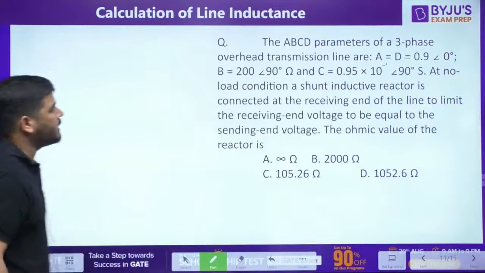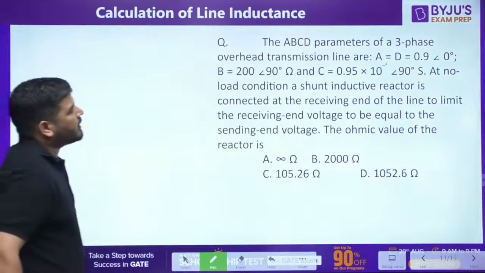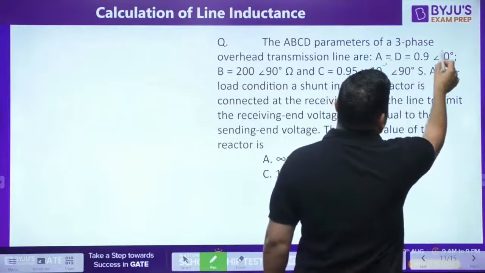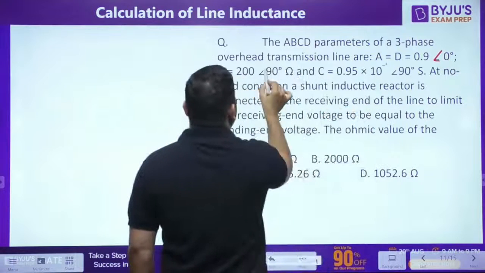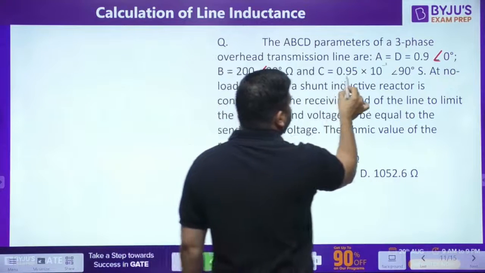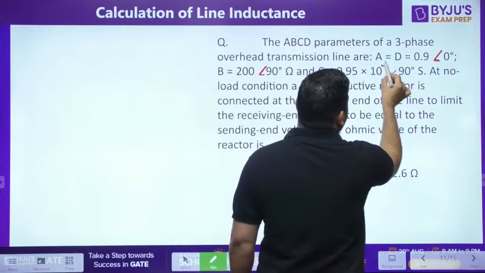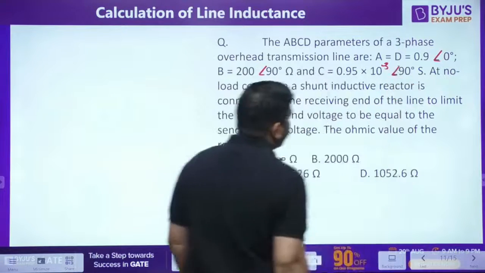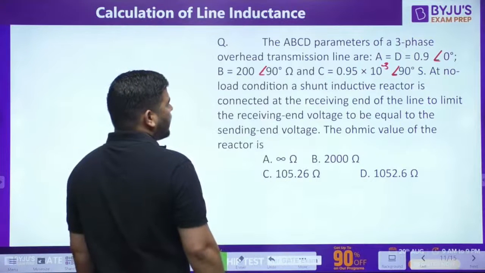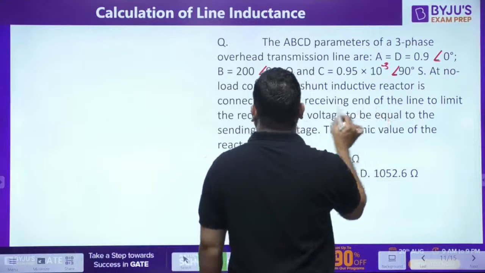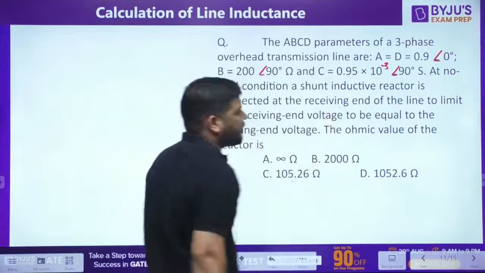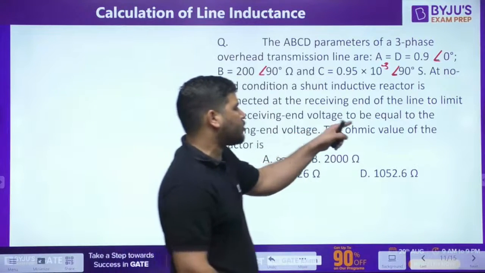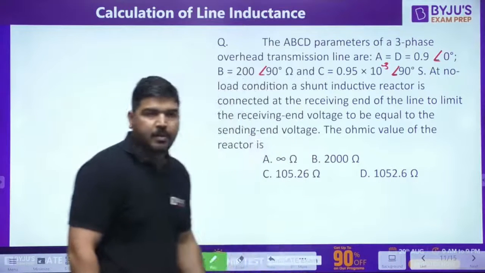The next question on your screen: the ABCD parameters of a 3-phase overhead line are these. A is 0.9 angle 0 degree. B is 200 angle 90. C is 0.95 into 10 to the power minus 3, angle 90. At no load condition, a shunt inductive reactor is connected at the receiving end to limit the receiving end voltage to be equal to the sending end voltage.